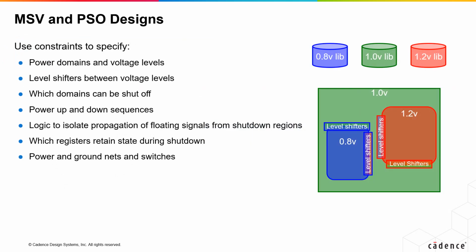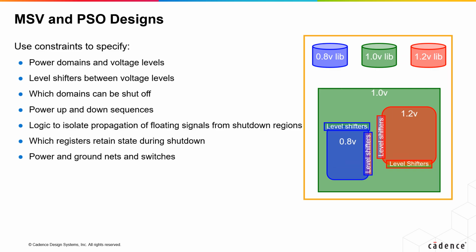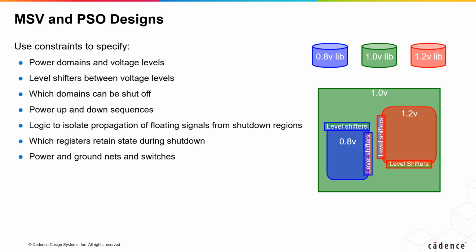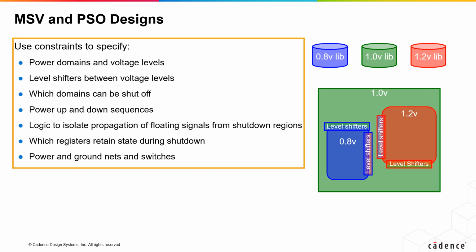As seen in multiple supply voltage MSV designs, you have various voltage islands. Here also, in the blocks, the voltage levels are 0.8, 1.0, 1.2. So if you are going with MSV design, there are some constraints that you need to specify.